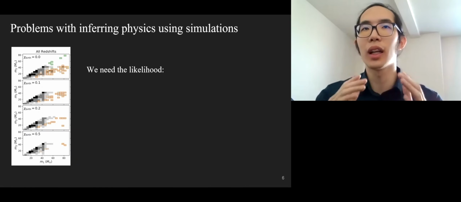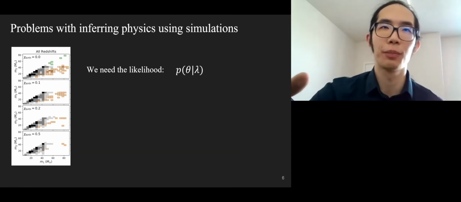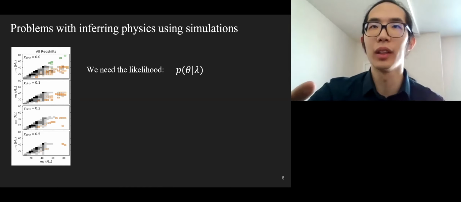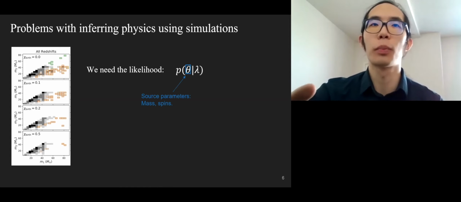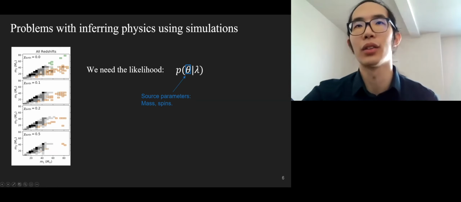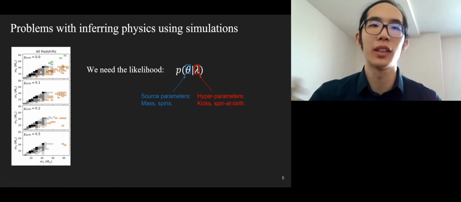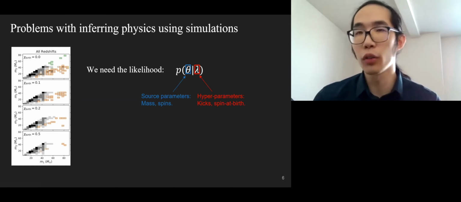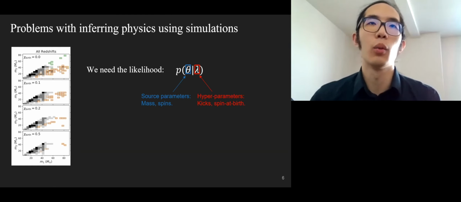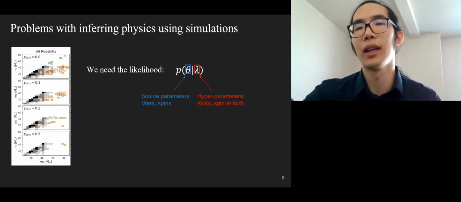The problem is we need a likelihood function. We need some quantitative description of this catalog, right? Which is P of theta given lambda. P is the probability. Theta here is the source parameters, let's say the distribution of mass, like your two masses. And lambda is something called hyperparameters, physical parameters that describe your universe. It could be supernova kick, it could be some cosmology and so on. And we need such a function to compare our simulation to the data.